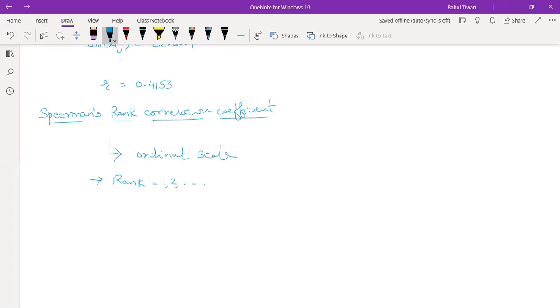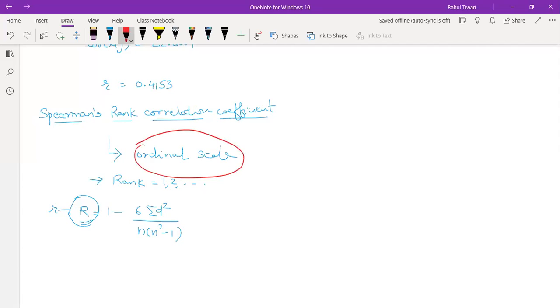So let us see how this Spearman rank correlation works. The formula is the same, though one can use different notation. r is equal to 1 minus 6 times summation d square upon n square minus 1. Sometimes this r is also written as a small r in some books. But don't get confused between this r and that r. This is the Spearman, and Spearman is used only when we have ordinal data. Try to understand this concept.